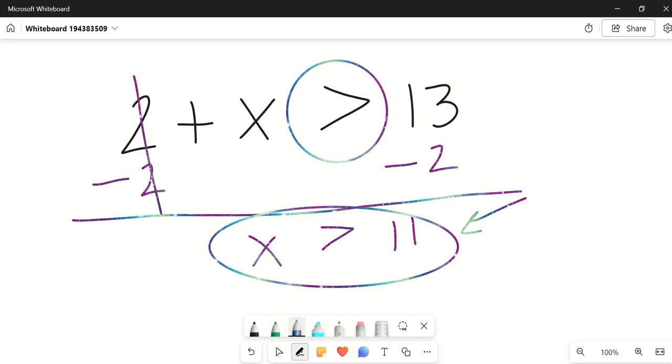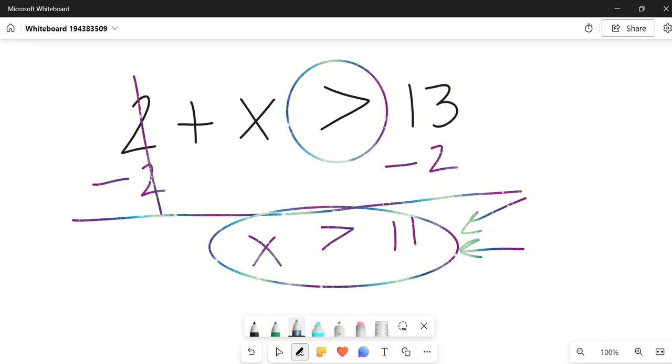So technically 12 would have been an answer, but that is not the answer. 12 could be an answer. 13 could be an answer. 14, 14.75, 15.0527. But this is why we write it like this: any number greater than 11.